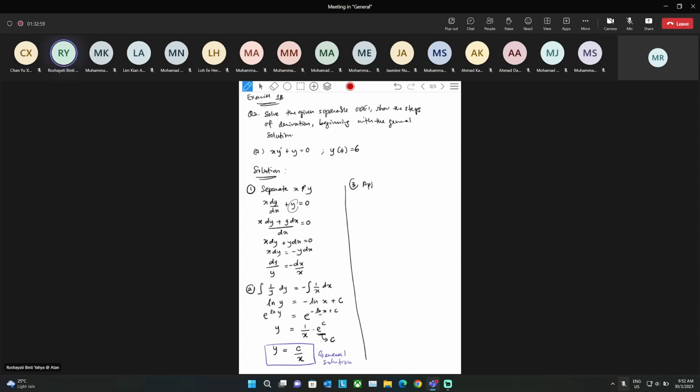So apply IC, initial condition. So y(4) equal to 6, meaning that from y equal to c over x, 6 equal to c over 4. C equal to 24. So you will get y equal to 24 over x. So this is your final or particular solution.